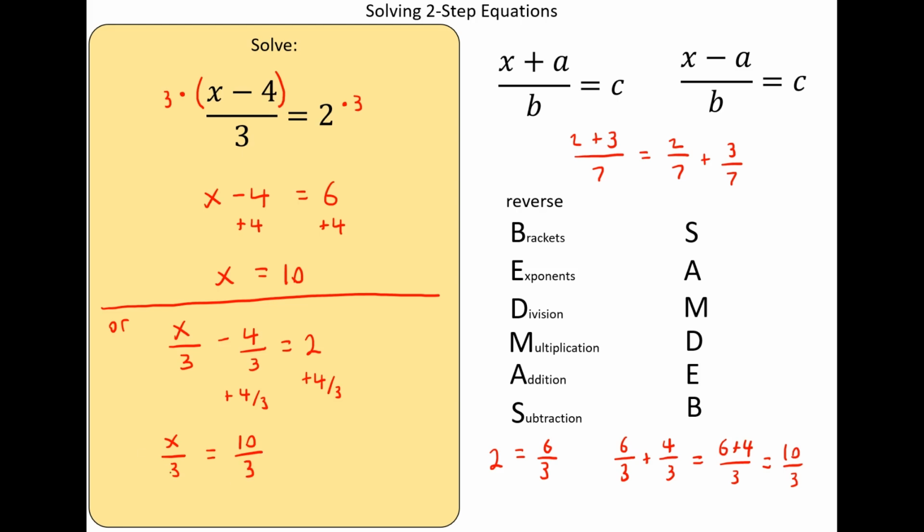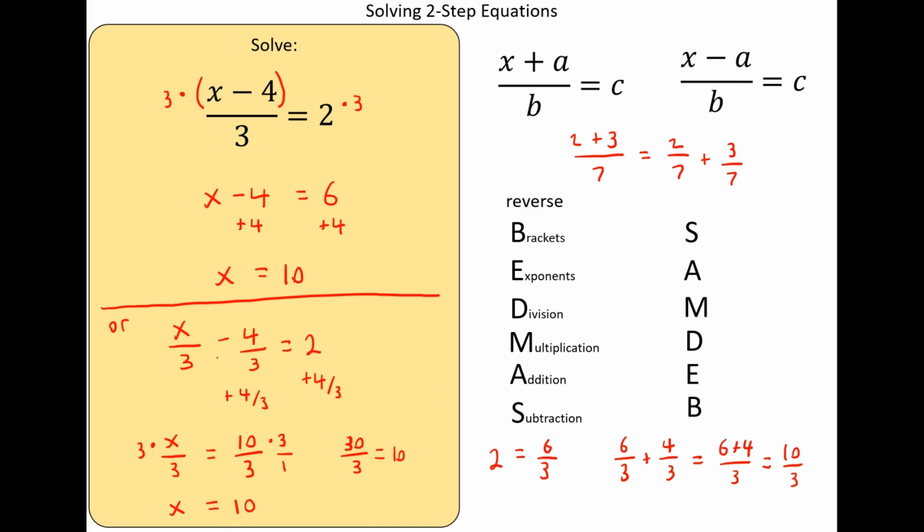Now, because x is being divided by 3, my next step would be to multiply both sides by 3. If I do that, all I have left is x on the left side, and on the right side I have 10 over 3 times 3. Remember, for multiplying fractions, 3 can also be written as 3 over 1. So I multiply top number by top number, bottom by bottom. I end up getting 30 over 3, which is just equal to 10. So that means x equals 10.